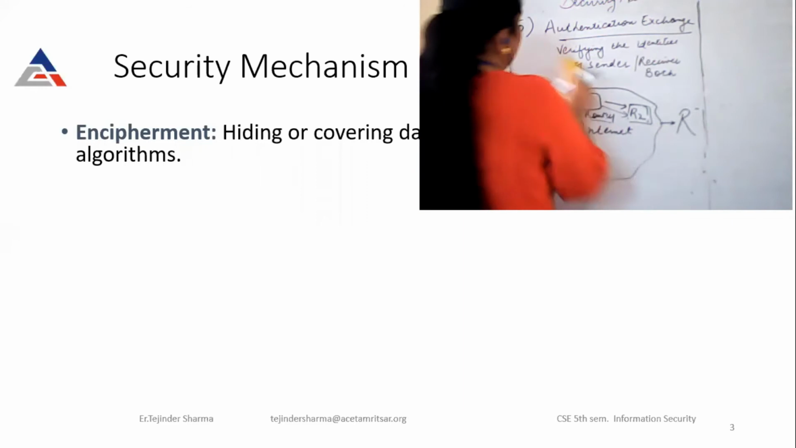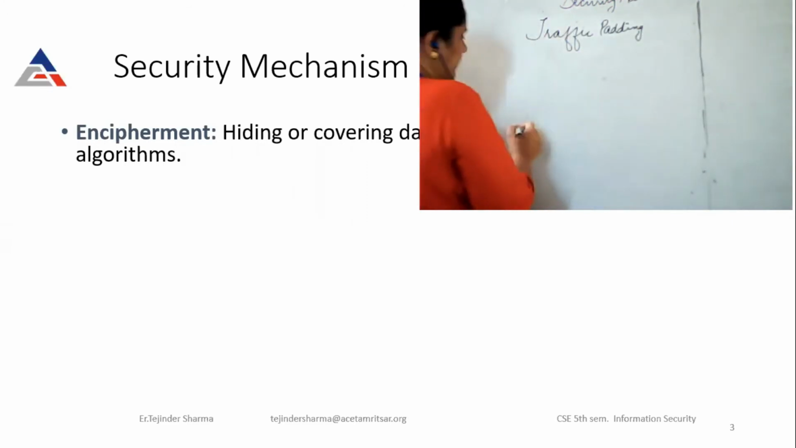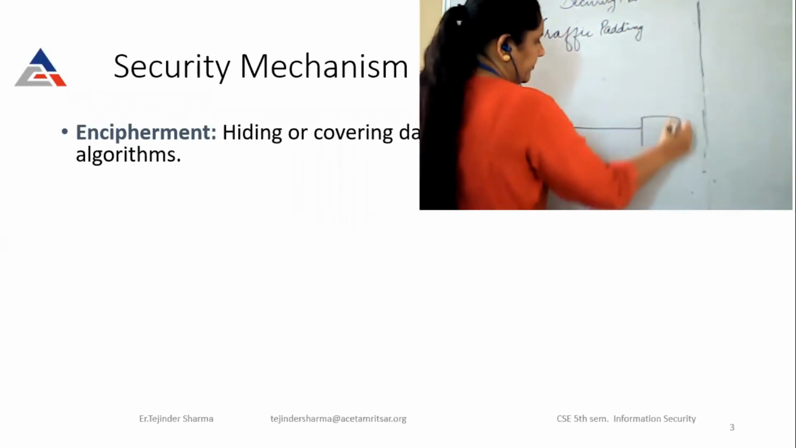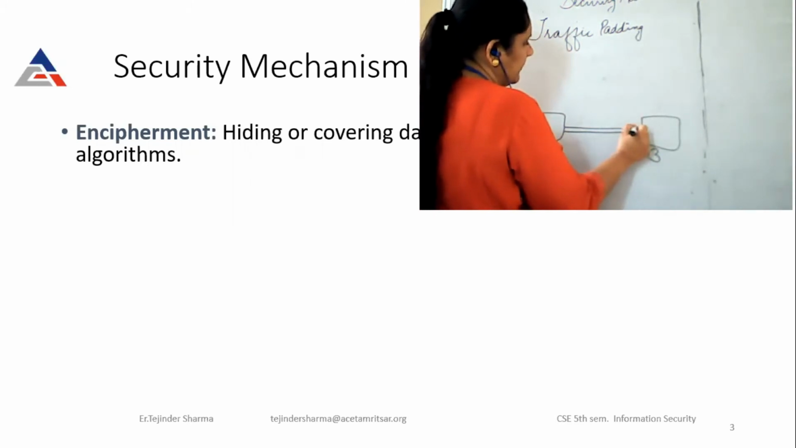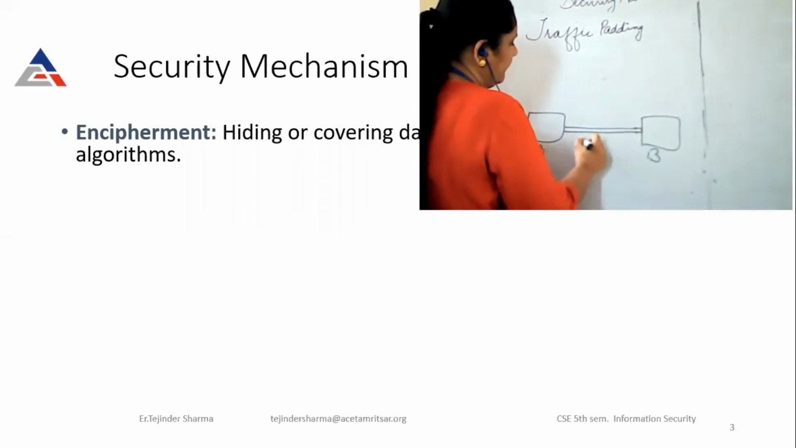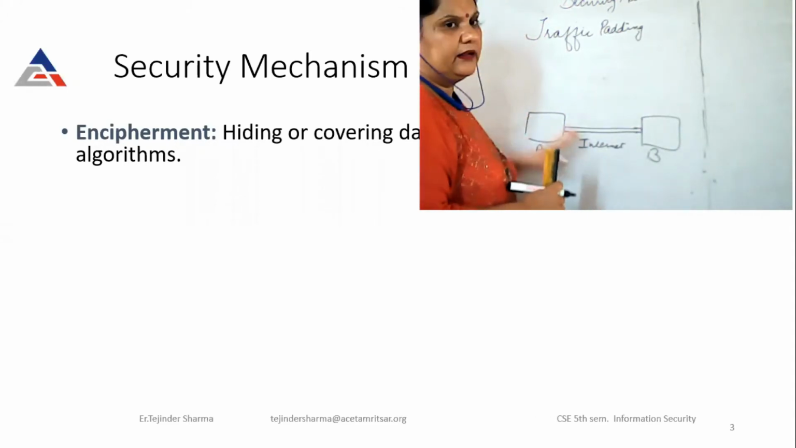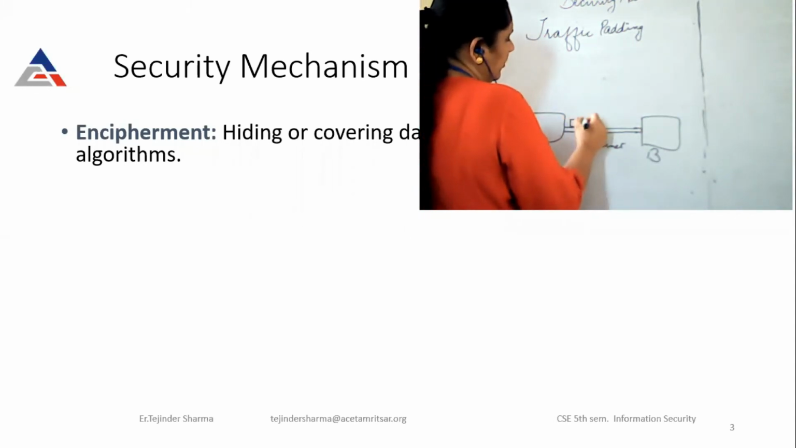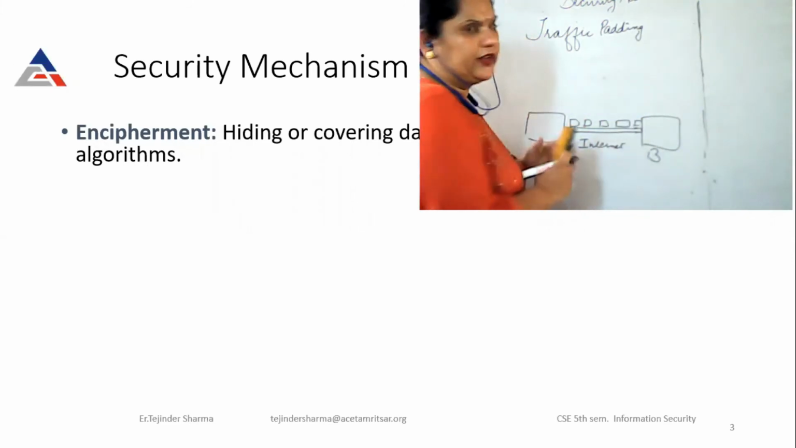Next is traffic padding. This is again very interesting. Suppose A is sending data to B on the internet. This is a transmission channel on the internet. A has made the connection with B. It is transmitting packets to B over the internet. These are the packets which are being transmitted from A to B.